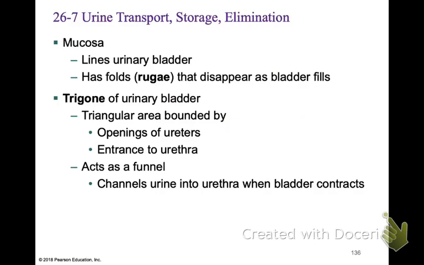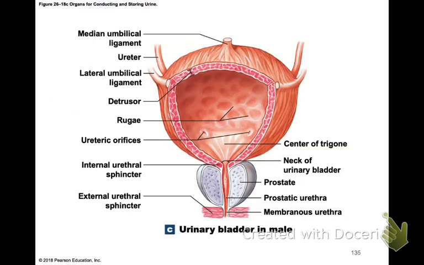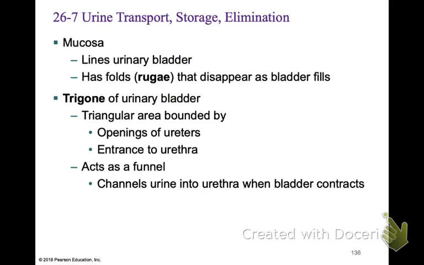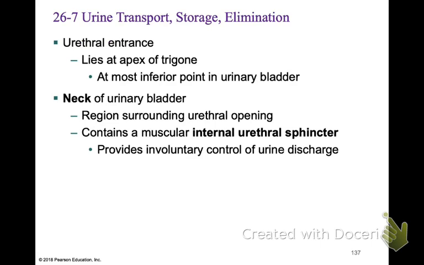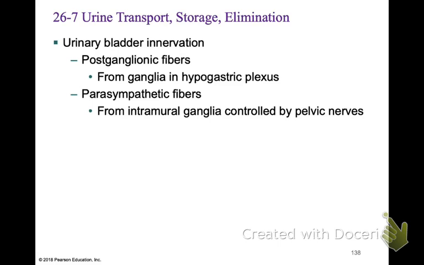So the mucosa of the urinary bladder is folded in rugae. There's a smooth area, I didn't mention that, the trigone, which is the connection of the three orifices, and that part doesn't expand. So it kind of anchors the urinary bladder and funnels the urine flow out through the urethral orifice. The neck of the urinary bladder is the outflow region. It has the internal urethral sphincter.